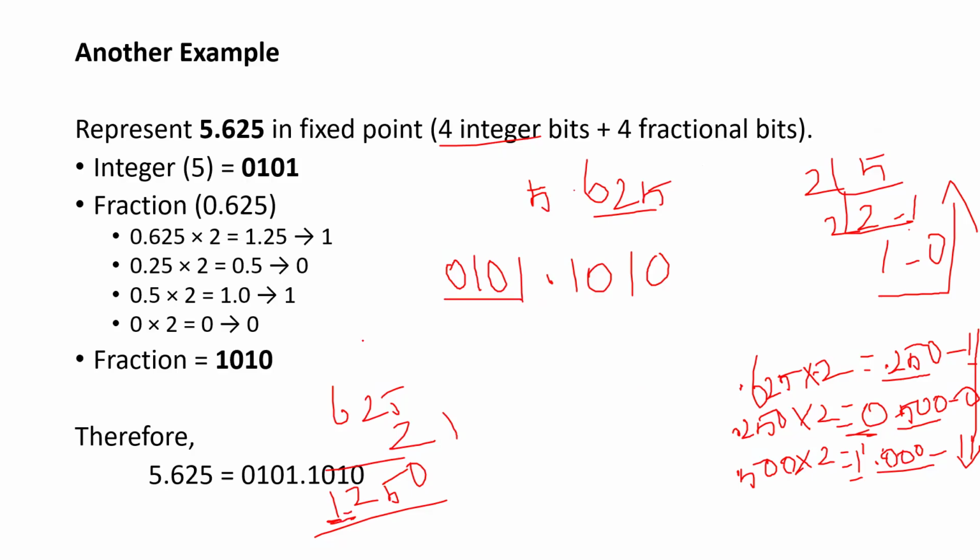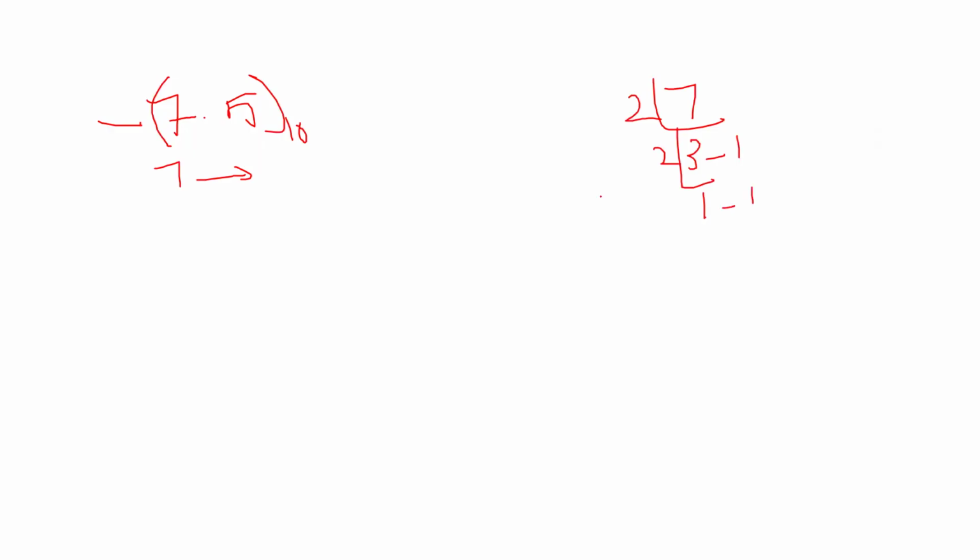For example, minus value. For example, I will take minus 7.5. So now I have to take 4-digit integer bit and 4 fractional bit. So first I have to take 7 for binary. Just you can take 7 binary by division method. So 3s are 1, and 2 for 1s are 1. So 1, 1, 1. Okay.